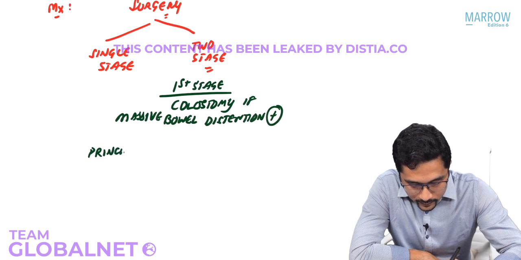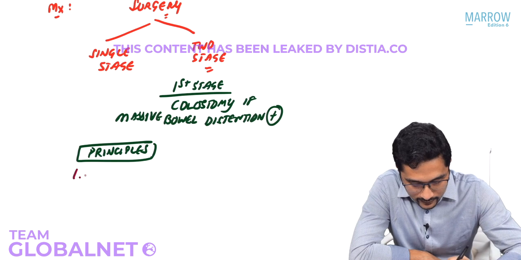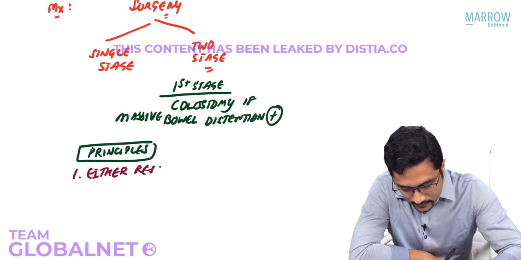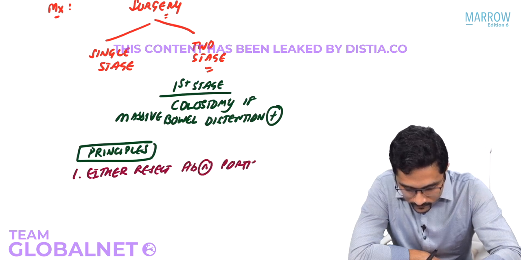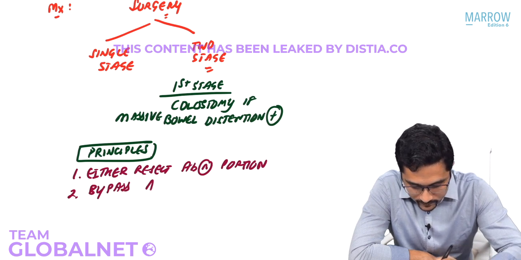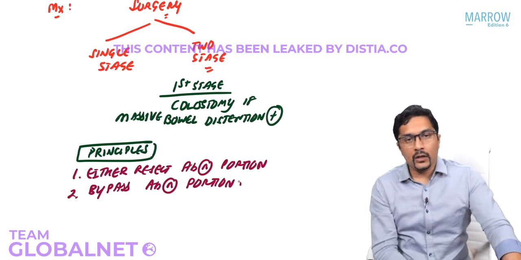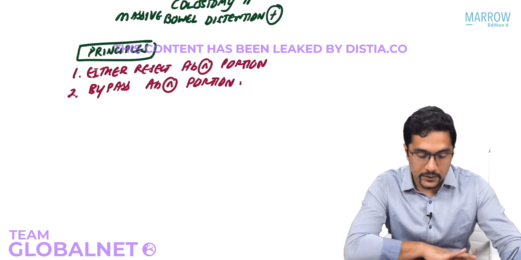And what are the principles of definitive surgery? The principles of definitive surgery are either resect the abnormal portion, or we bypass the abnormal portion. Those are the two principles which you need to know.